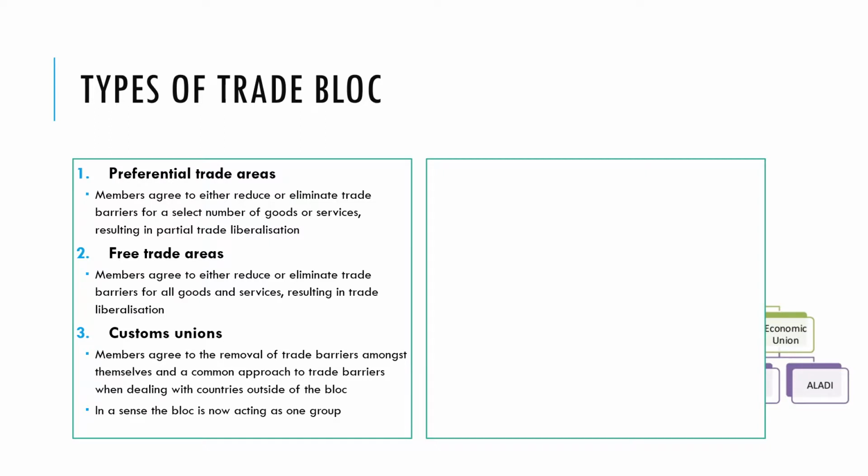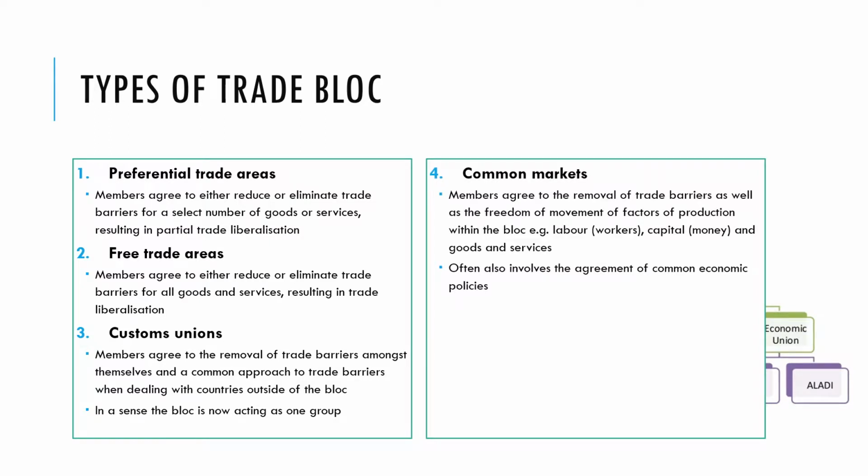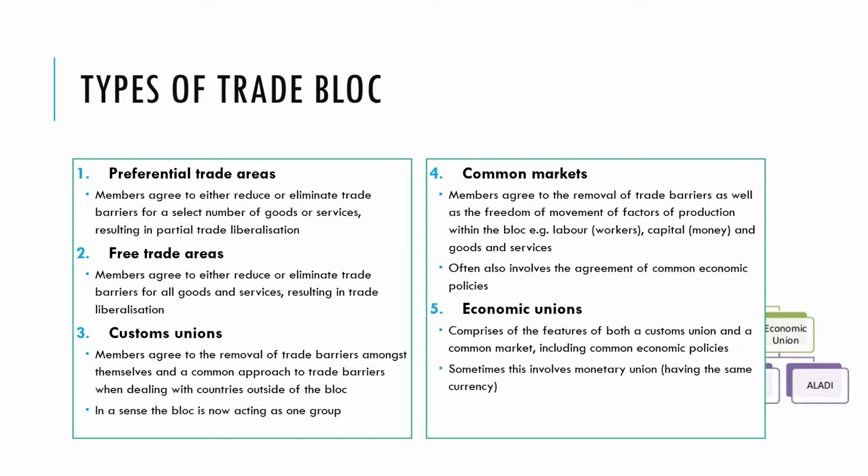Okay, 2 more after that. The next one up is what's known as a common market. And again, that involves the removal of all trade barriers, but also now we allow free movement of the factors of production. So we say workers can go across to any different member. Money can flow freely between different member countries, as well as trading goods and services. The final one would be an economic union, and that's taking a common market a bit further by then maybe having some common economic policies to do with maybe government spending or taxation. And sometimes this will involve things like having the same currency, so a monetary union.